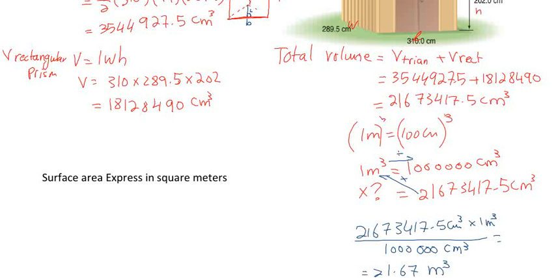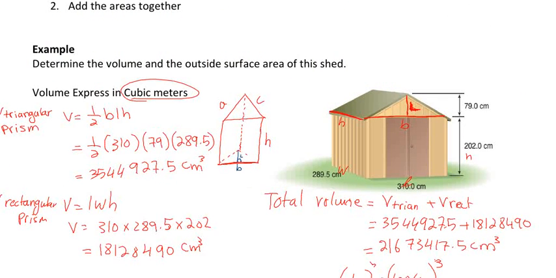Right now we're going to find the surface area of the shed. To find the surface area, I have to find the area of every single side, and then add them all together at the end. So let's first think about what kind of sides I have.